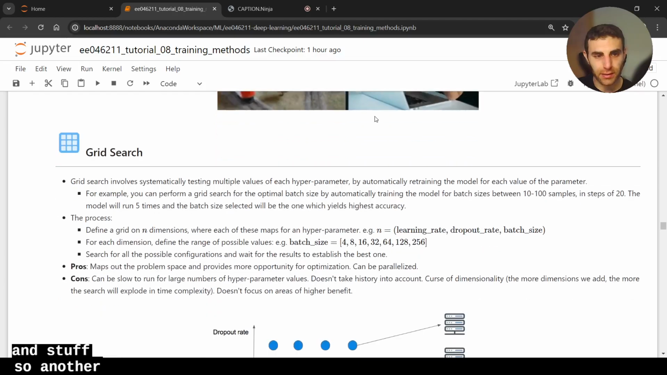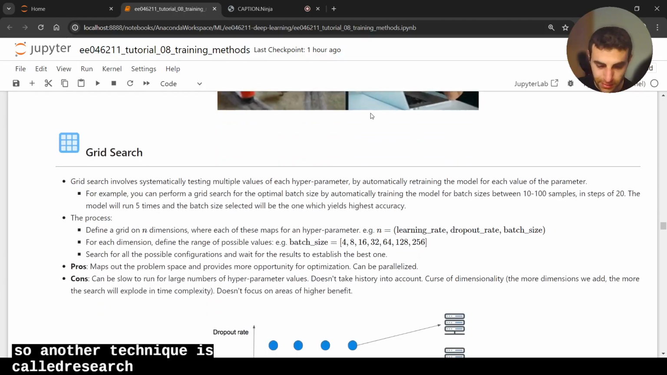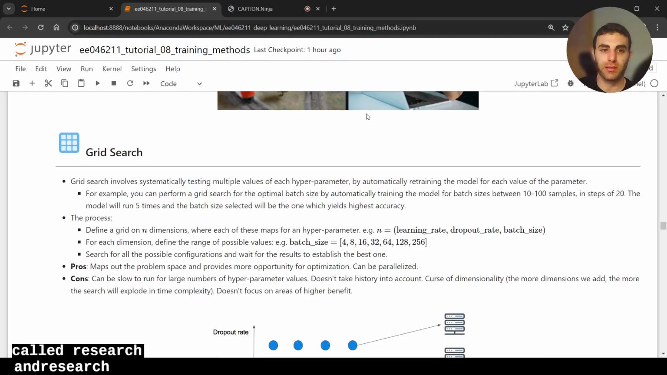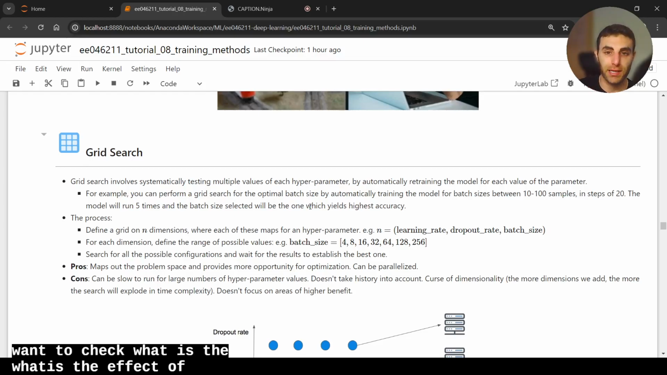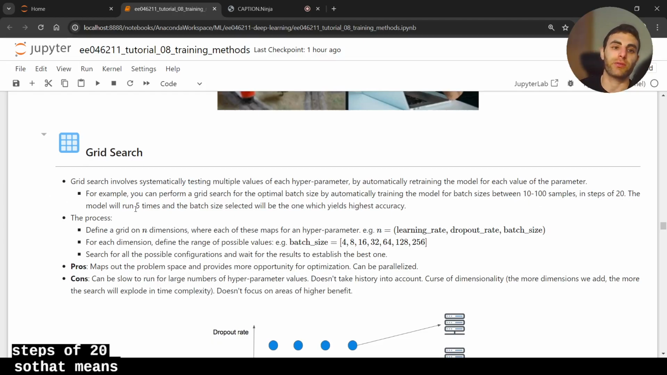Another technique is called grid search. Grid search is systematically testing values for each hyperparameter. Basically, you decide on a grid for each hyperparameter you want to check, and then you just loop over all your options, right? So you can decide, for example, that you want to check the effect of the batch size. So you choose between 10 and 100 with steps of 20. That means that you will train your model 5 times.